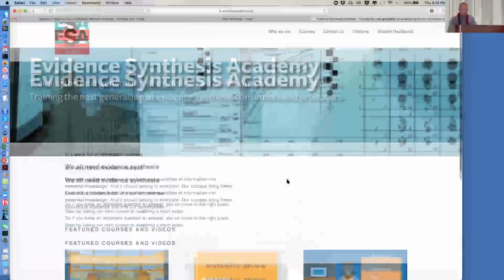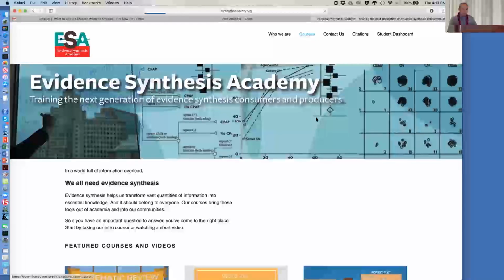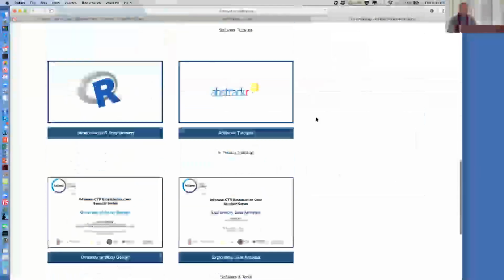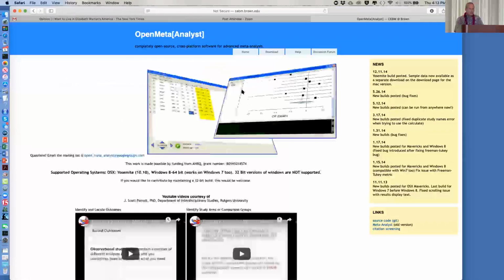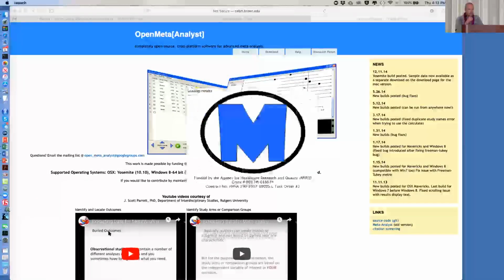Let's see, what happened to the software here? Let's try here. Yeah, so this is the Open Meta-Analyst program. You can download it. I've actually got it on the computer here, so I could just run it for you quickly. It's pretty easy to run, and it does all the basic stuff. It's just that we haven't really updated it in a long time. It's basically a GUI wrapper for Metaphor.